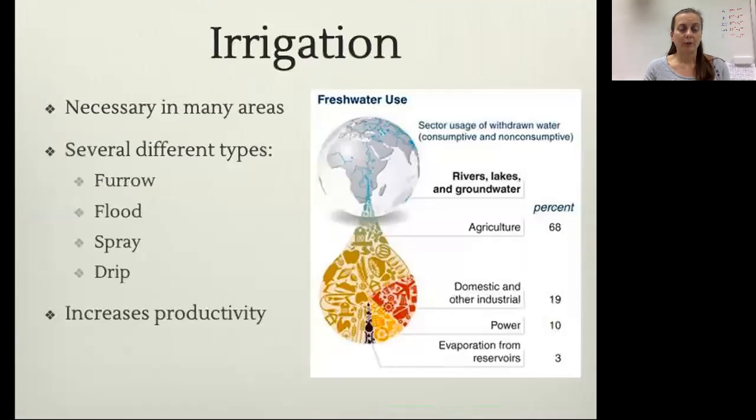Okay, another important piece of the Green Revolution is irrigation. This is incredibly necessary in many areas because there's simply not enough rainfall to sustain crops. So we have four main types of irrigation, and we'll go into these in more detail when we talk about irrigation. But the four types are furrow, flood, spray, and drip. And irrigation in general is going to drastically increase the productivity of farmland.